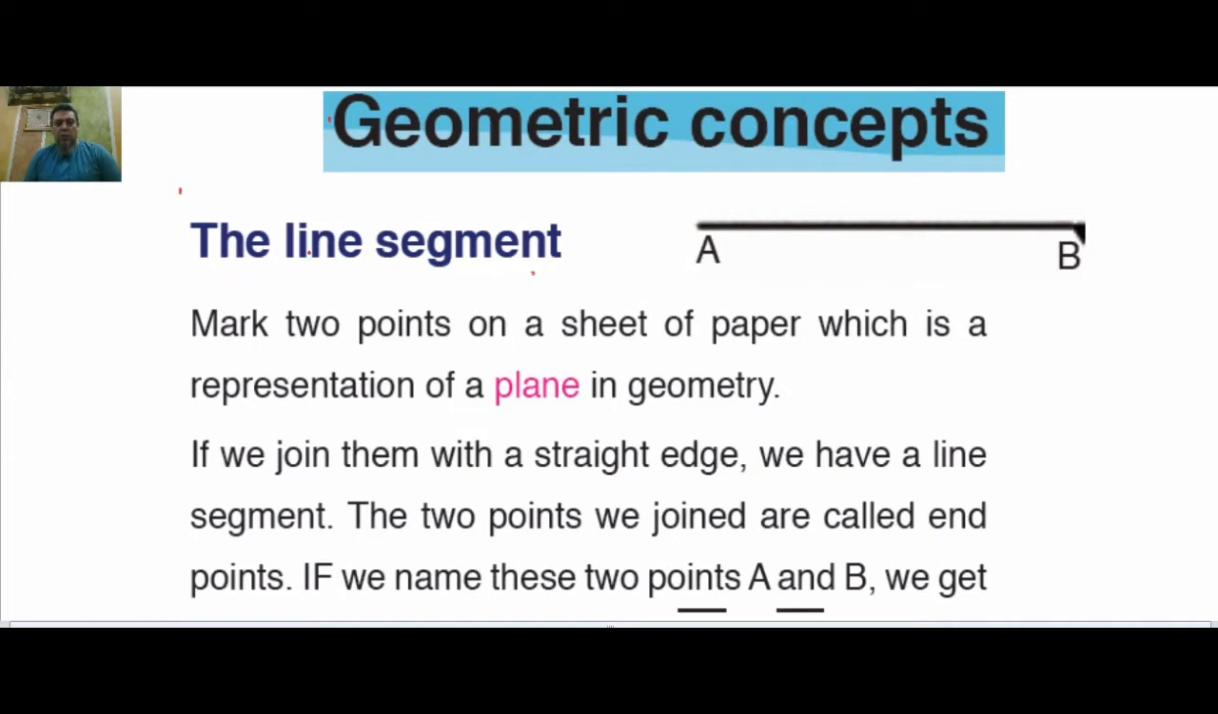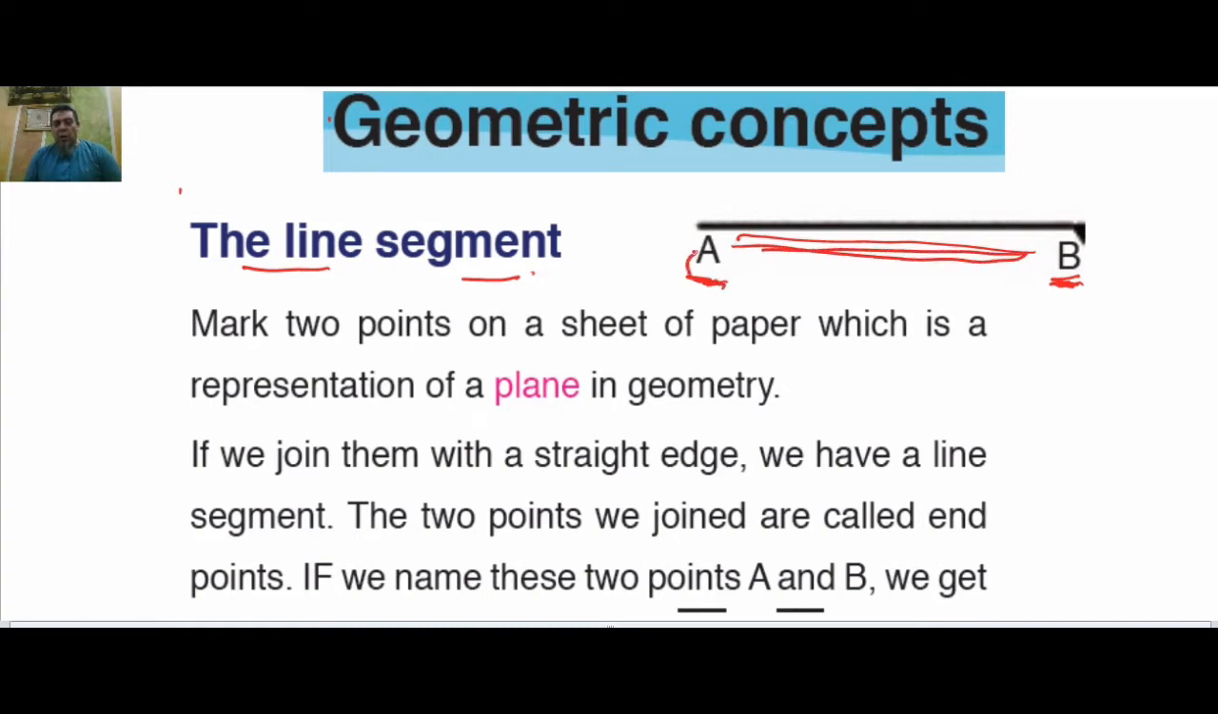The first concept, the line segment. What's the meaning of line segment? The line segment is a part of a straight line that has a starting point and an ending point. So it has a length by measuring.